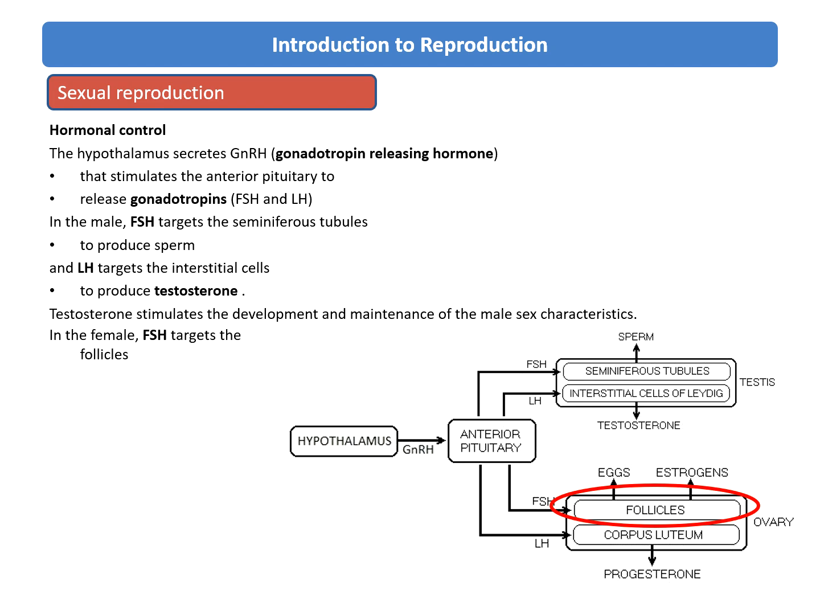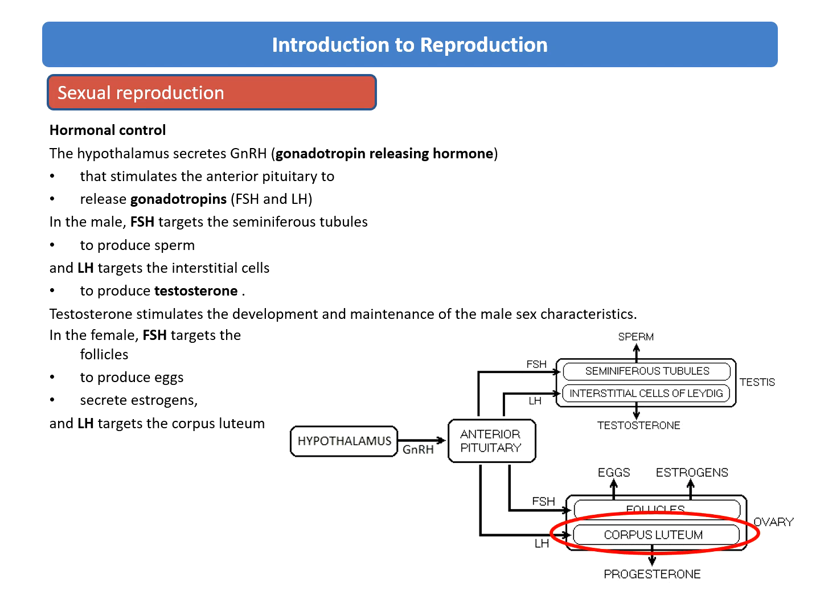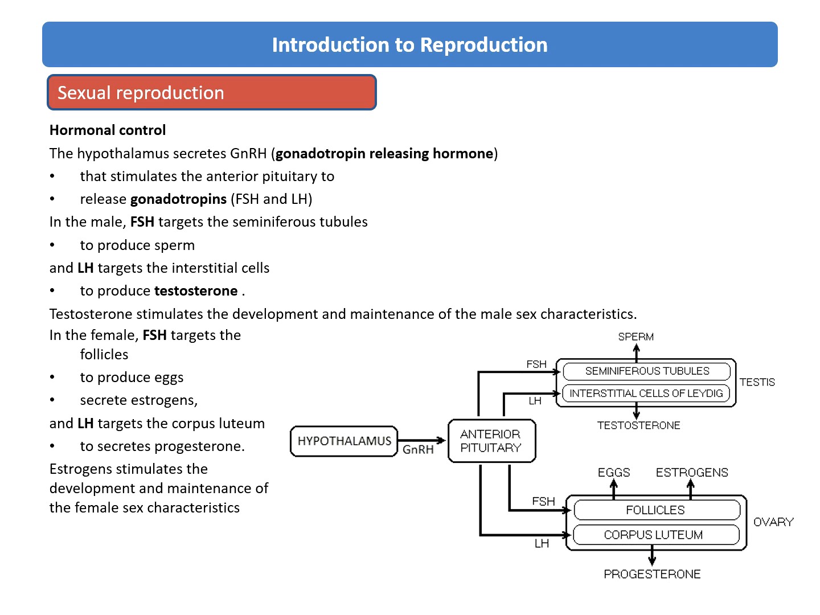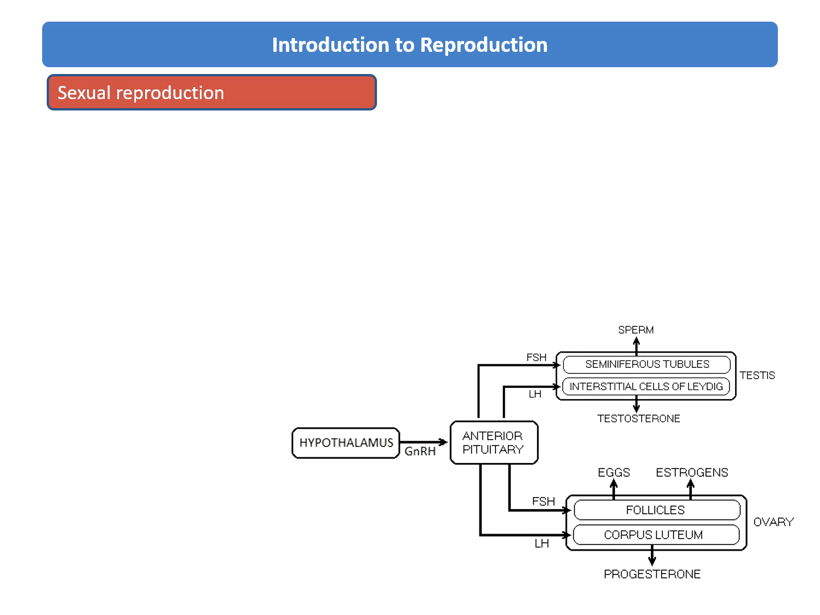In the female, FSH targets the follicles, and so FSH stands for follicle stimulating hormone. Follicles produce eggs and secrete estrogens. LH, on the other hand, targets the corpus luteum, and so LH stands for luteinizing hormone. The corpus luteum secretes progesterone. Estrogens stimulate the development and maintenance of the female sex characteristics.